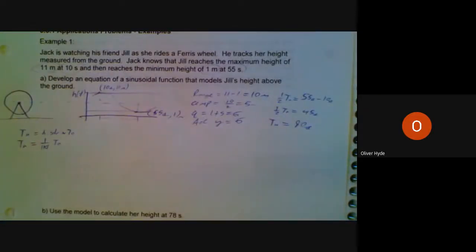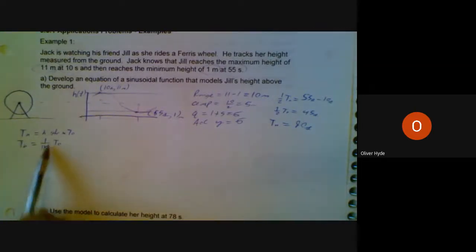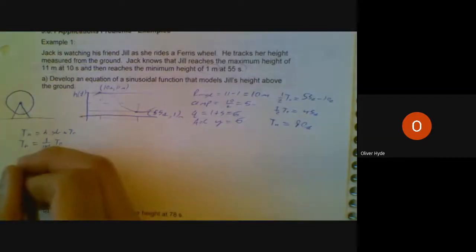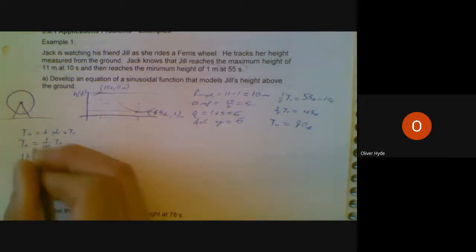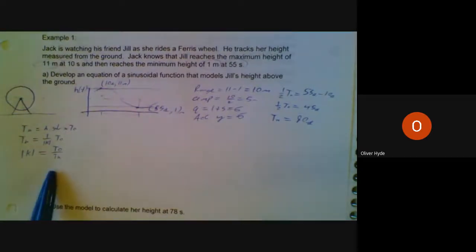All right. In this question, I know my new period. I know my original period. I'm looking for k so that I can write it into the function. And these are the parameters that I'm looking for. So I'm going to multiply both sides of this equation by the absolute value of k and divide both sides by the new period. Now, if memorization works for you, I suppose you could try memorizing this new equation.